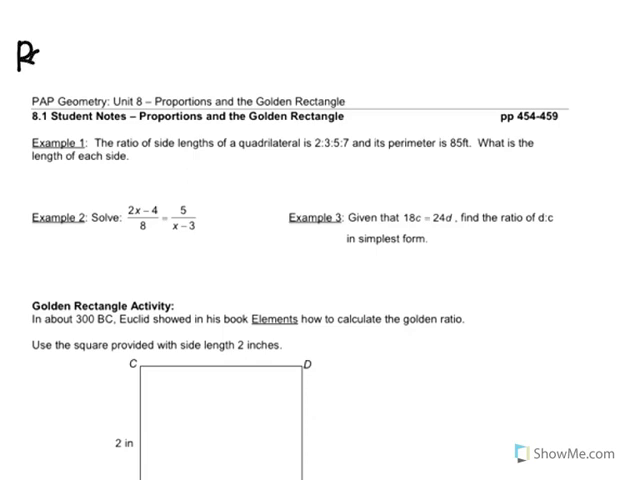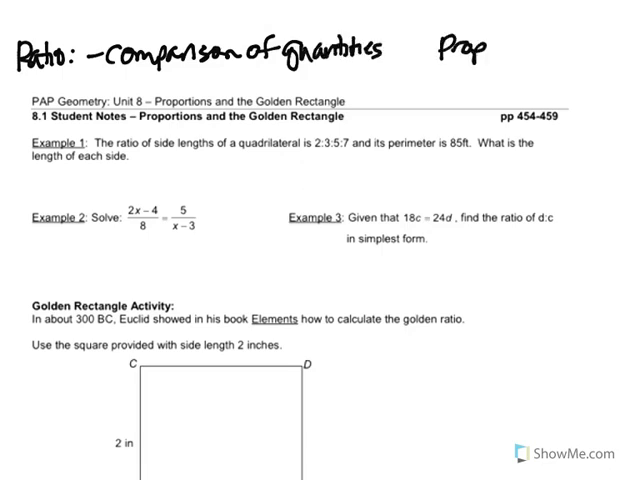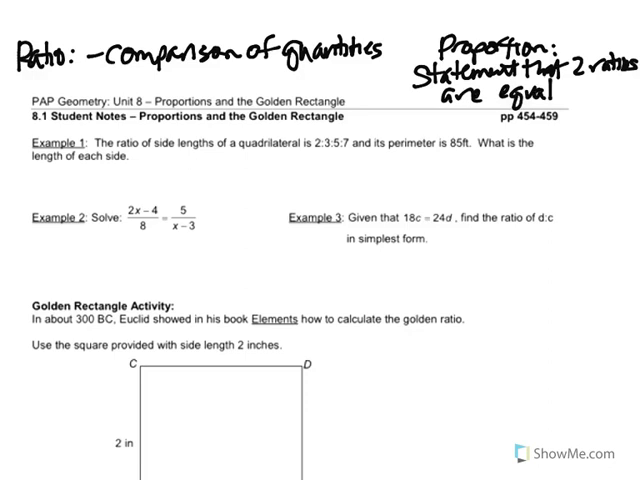First of all, let's talk about the difference between a ratio, which is a comparison of quantities. It could be two or more quantities. A proportion, on the other hand, is a statement that two ratios are equal. So we could say, this would be an example, A over B is equal to C over D.